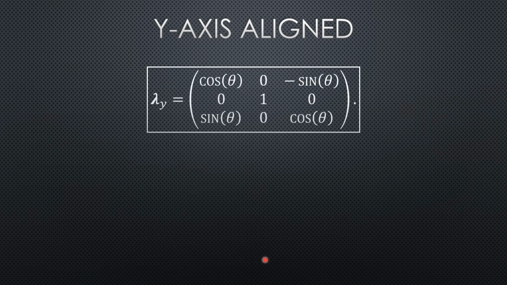So putting this all together for the y-axis aligned, we still have the kind of same construction. Cosine, a negative sign, sine, and a cosine. But we see that we have a 1 right here on the rotation axis.